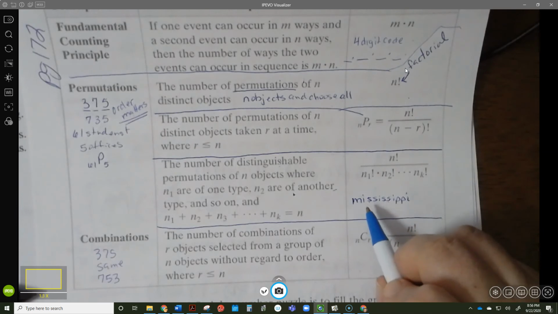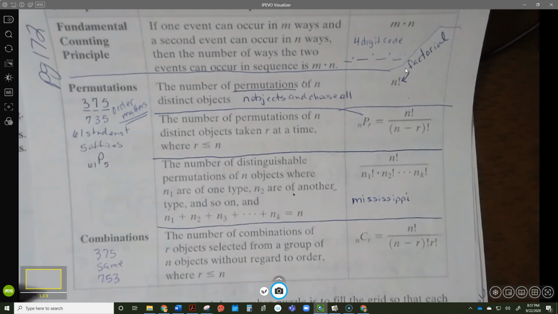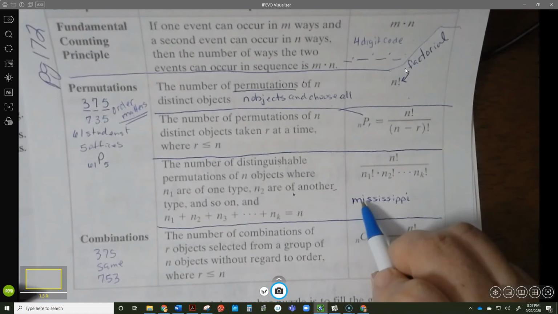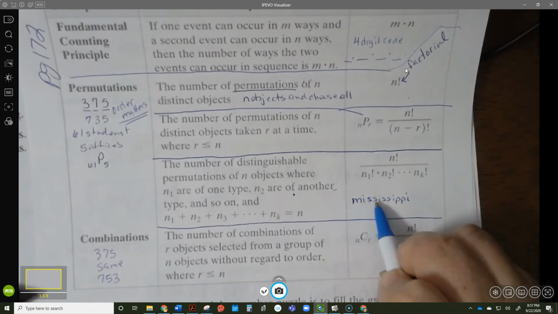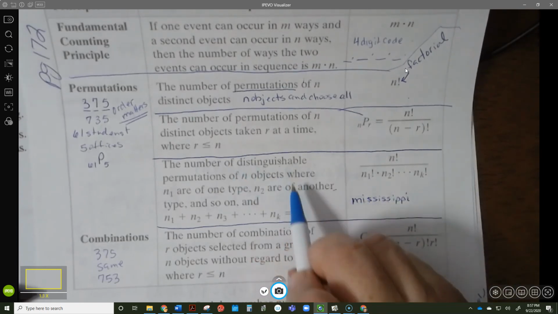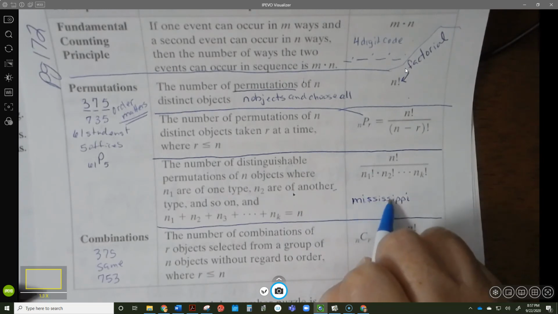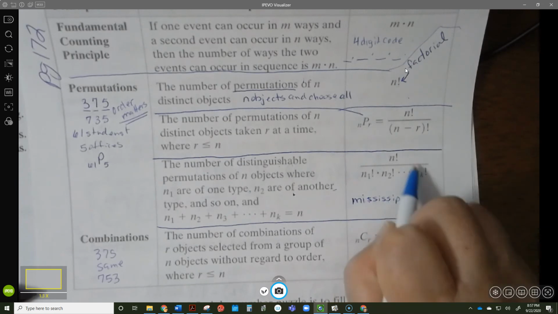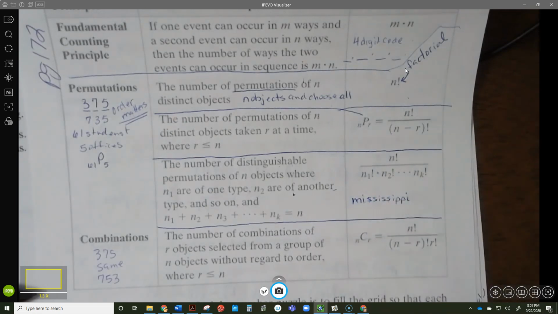If I pulled out an I, you wouldn't be able to tell if I pulled out that last I or that first I, because they're indistinguishable. M is distinguishable from the letter I. You can tell the difference between the letter M and the letter I, but you can't tell the difference between this I, this I, this I, and this I. So that's what I'm talking about when I say distinguishable versus indistinguishable. Because I have some indistinguishable letters, I have to alter my formula just a little bit, and I will explain that in the next video.